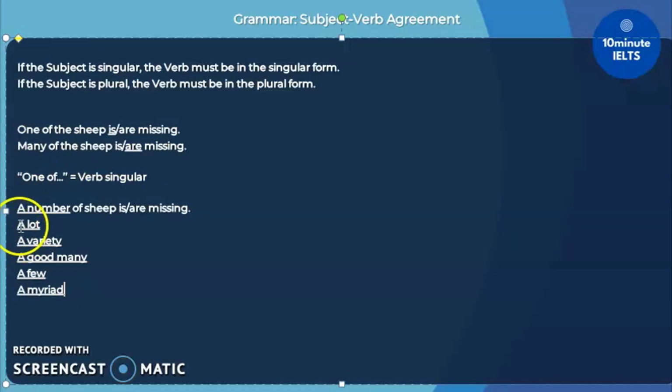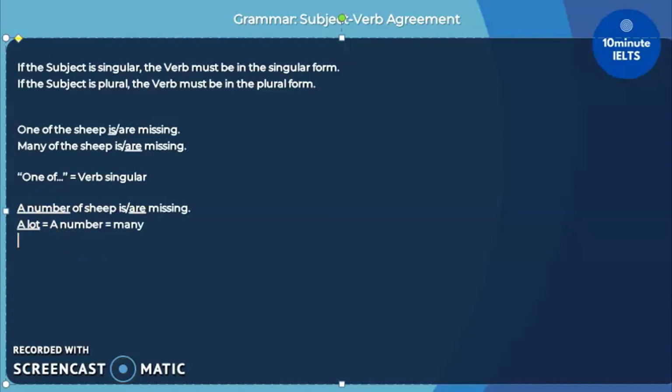That's meaning to say that if a lot of sheep are missing, a variety of sheep are missing, a good many are missing, a few are missing, then I guess it follows that a number of sheep are missing also, since a number is just a paraphrase of a lot. I hope that you will not be confused with the article a. Remember, a number means a lot or many.